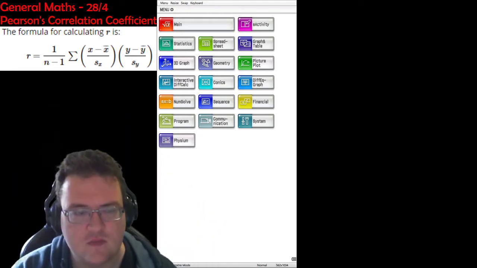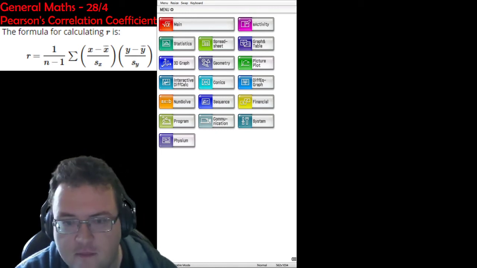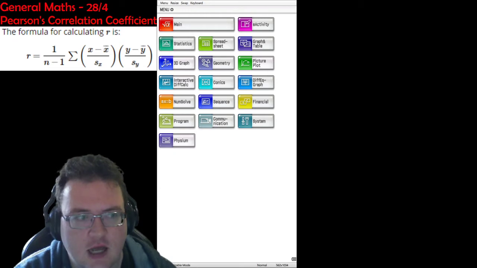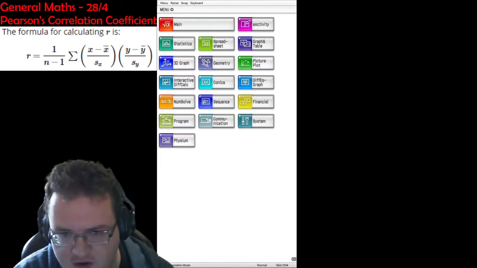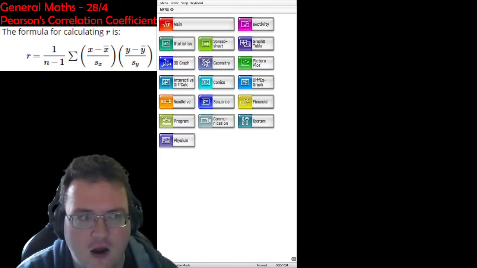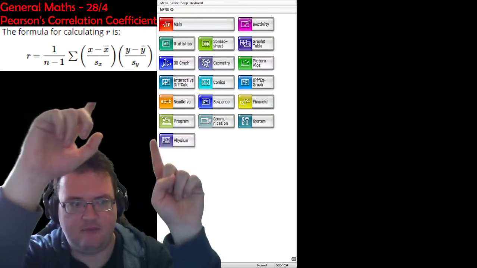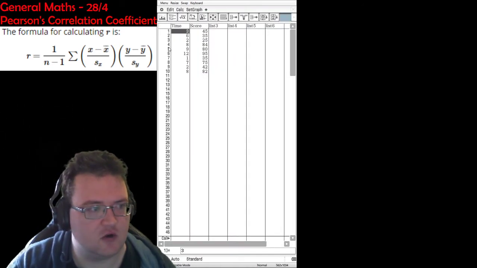All right. The R value is equal to 1 over the number minus 1. So if I have 20 pieces of data, it'll be 1 over 19. And that's multiplied by the sum of all of the X values minus the average divided by the standard deviation, multiplied by the Y values minus the average Y value divided by the standard deviation. All right. That is why I don't ask you to do it by hand. We are only using the CAS to work out this bad boy up here. All right. And we do that using statistics as always.